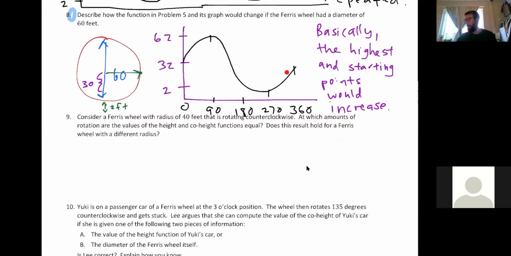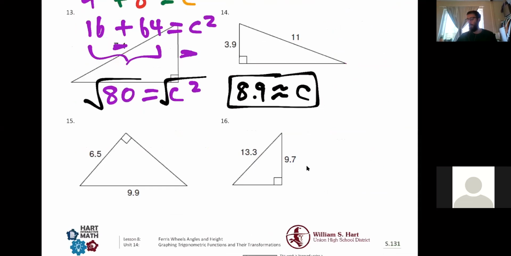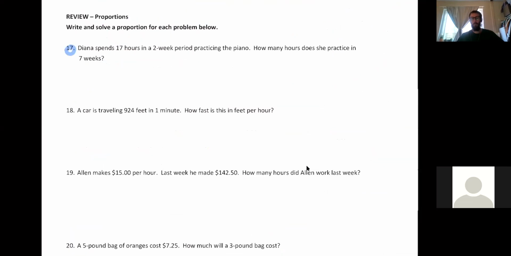All right, last problem on this homework is a review problem, number 17. Diana spends 17 hours in a 2-week period practicing piano. How many hours does she practice in 7 weeks? Well, I can guarantee you that if she gets 17 hours in 2 weeks, it's going to be more in 7 weeks. And there are many different ways to solve this.